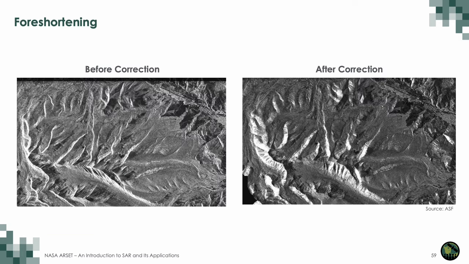This is an example of an image over an area of complex topography where there is foreshortening. And notice the bright slopes on the middle and bottom of the image. They appear compressed compared to how they look after the image is corrected. Correction of the image is done using a digital elevation model, and many times SAR data that's available is already corrected for this. So radiometrically terrain-corrected SAR data has been corrected for these sorts of things.